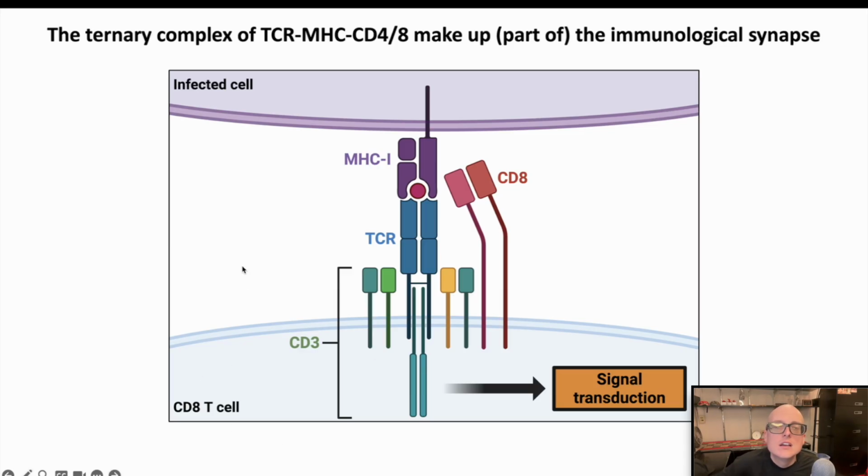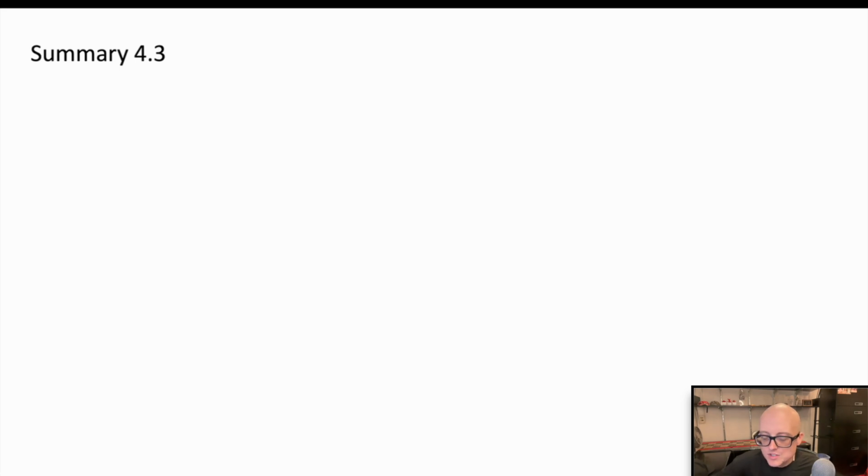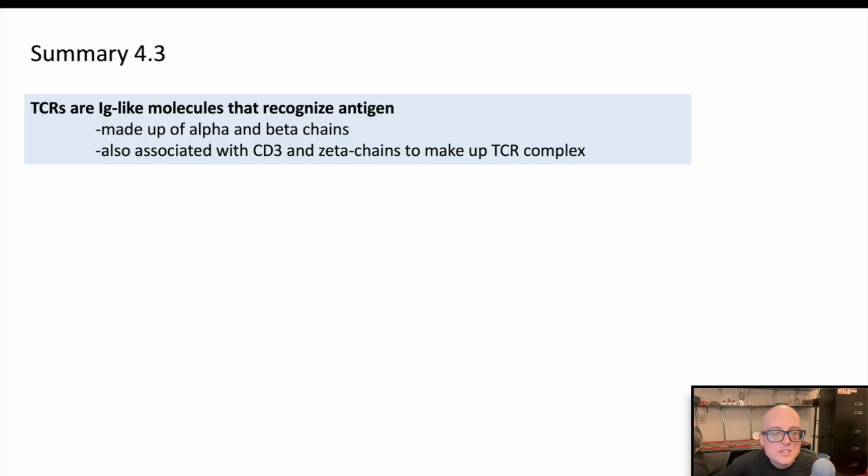Okay, so summarizing our discussion of the structure of the TCR and MHC, we saw that TCRs are also immunoglobulin-like molecules that can recognize antigens, and they are made up of alpha and beta chains, which together are reminiscent of the Fab domain of an immunoglobulin molecule. And we saw that these alpha and beta chains are also associated with the molecule called CD3, which contains multiple chains, including deep intracellular zeta chains, which are important for intracellular signaling.